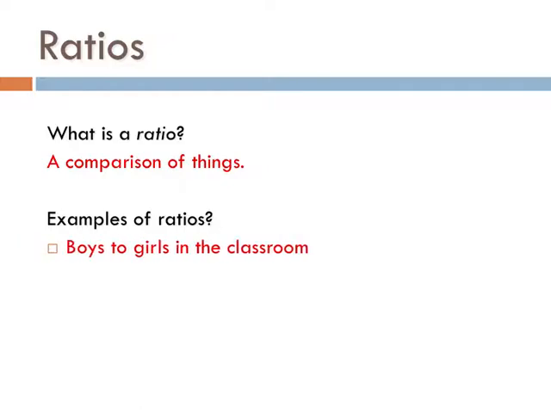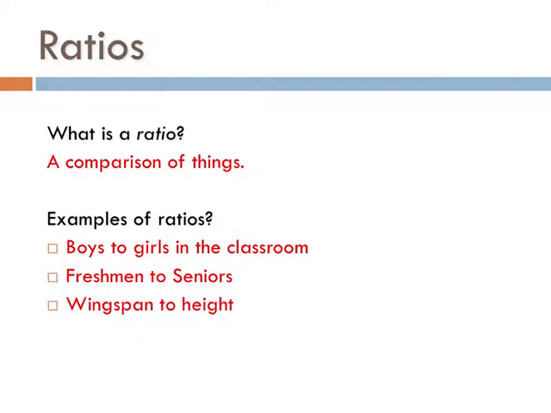I chose boys to girls, but students to desks is good. Freshmen to seniors. That's about 1-to-1, I think. I think there's about the same number of freshmen as seniors. Wingspan to height. You know what your wingspan is? Slightly more than height, right? It depends on the person, but for the most part, it's about the same.